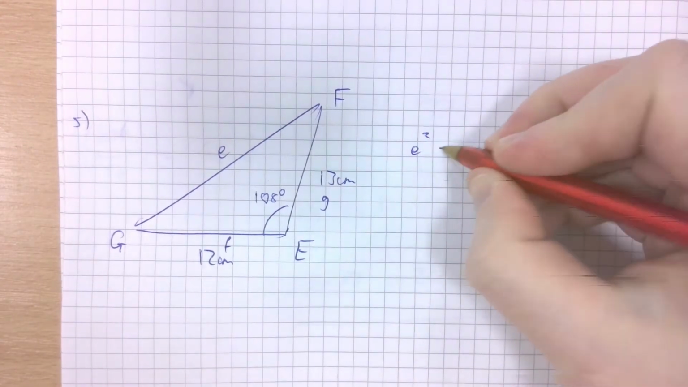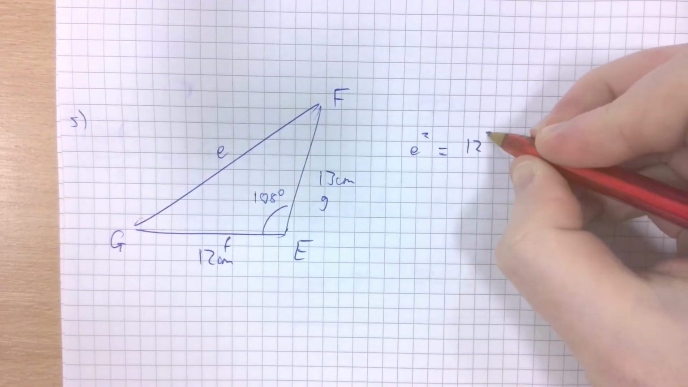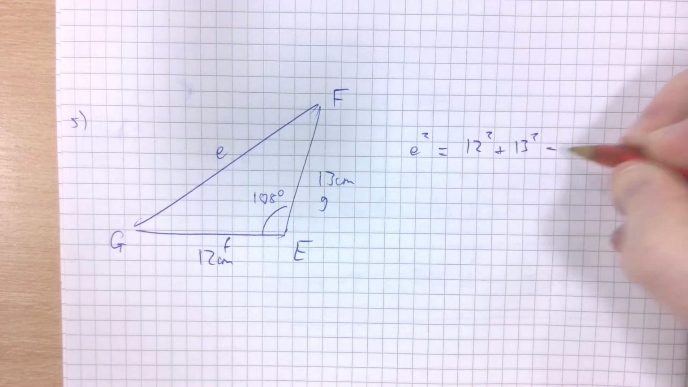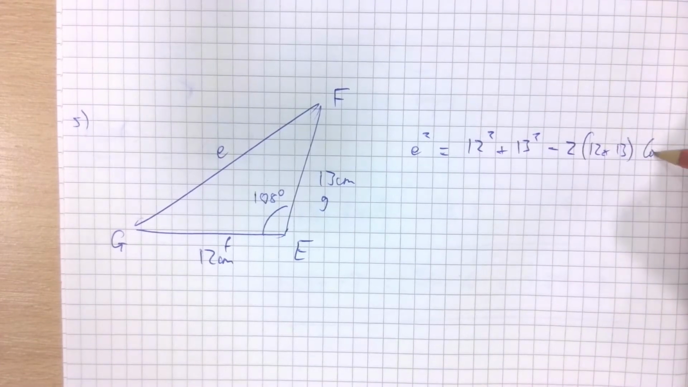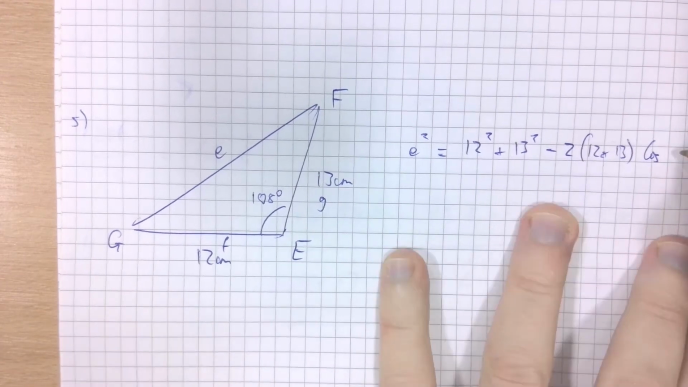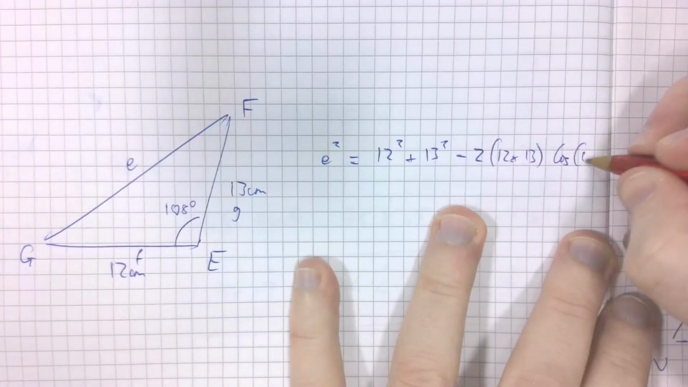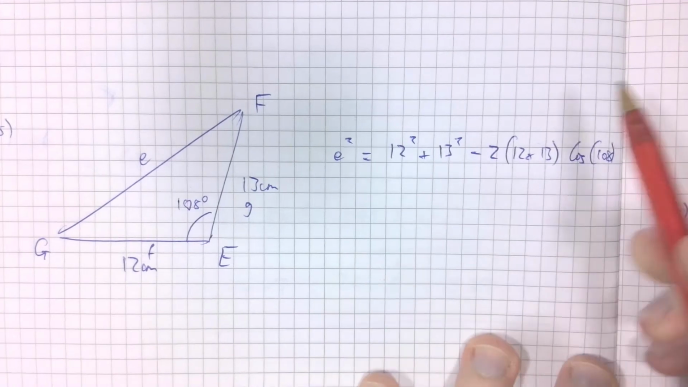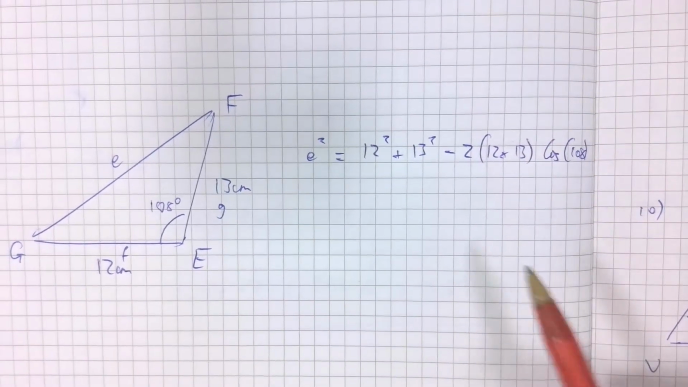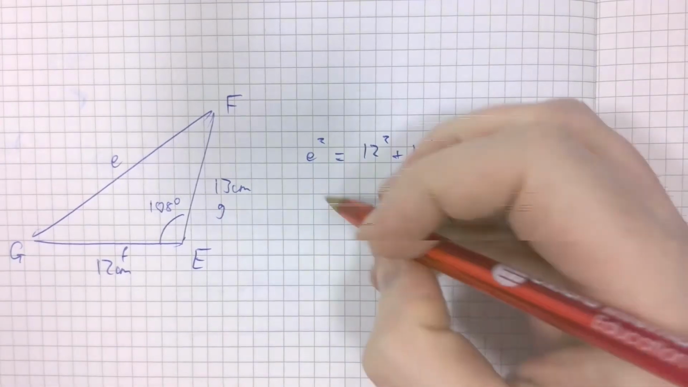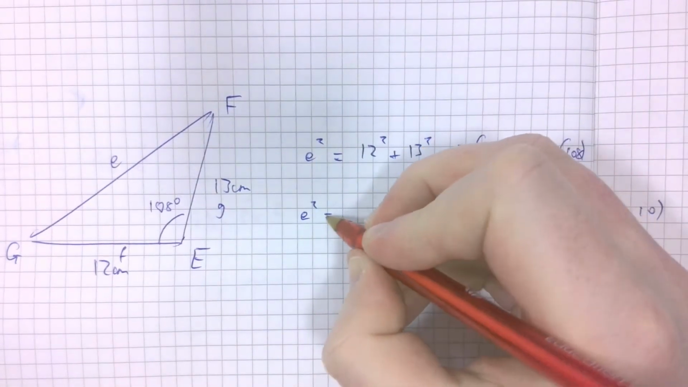E squared equals 12 squared plus 13 squared minus 2 times 12 times 13 cos of the angle that we have, in this case 108. You might wonder how it is that I am able to recall that formula. This is not the first time I've used the cosine rule. Practice makes perfect.